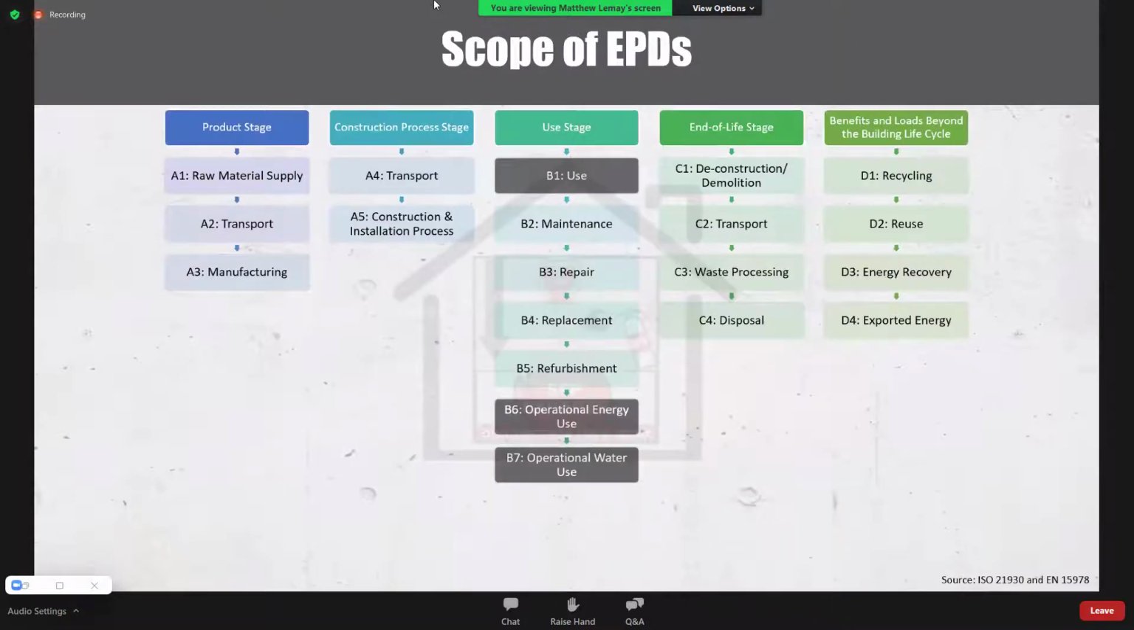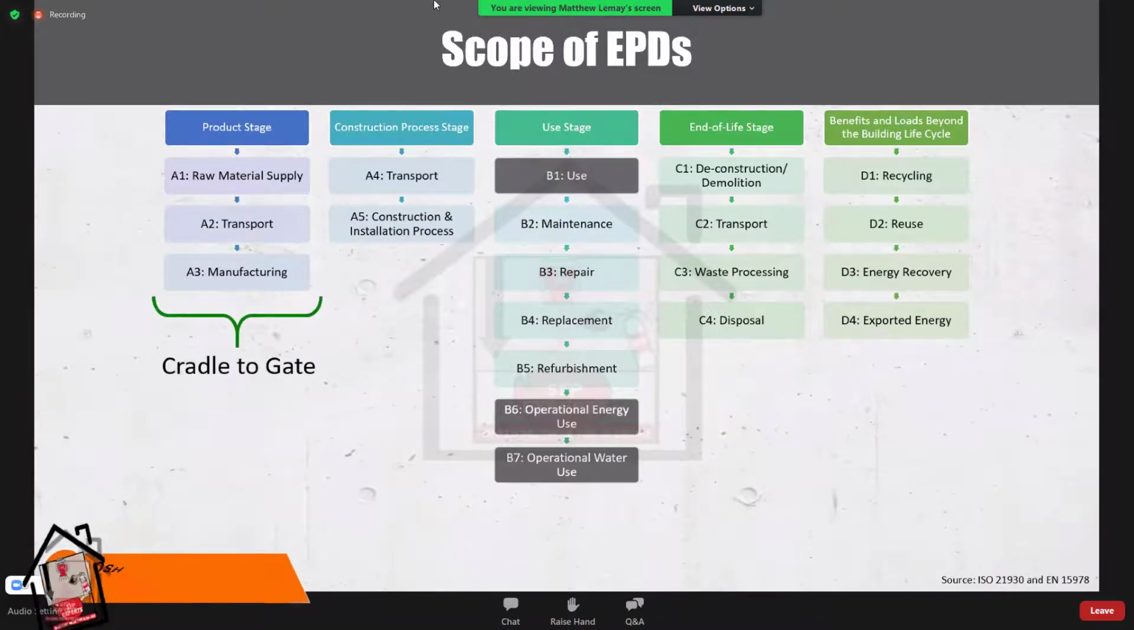So EPDs can be defined to have different scopes. And these are based on which inputs and outputs and which stages of the construction process they take into account. This diagram breaks down the life cycle stages, which are defined by the standards underlying LCAs and EPDs. Each of these stages and substages can have a positive carbon impact, or causing emissions, or even a negative impact in the case of carbon sequestration or recovered energy or recycling.